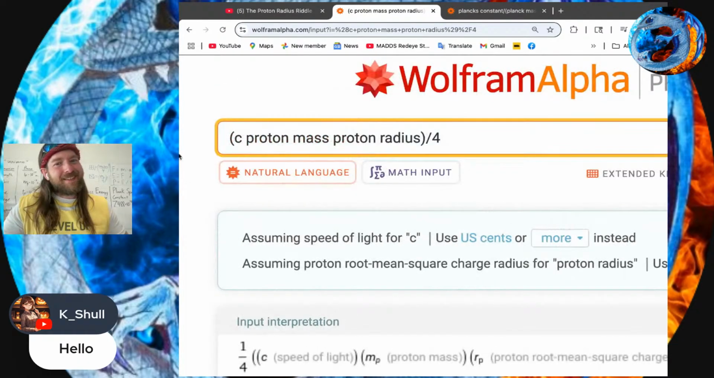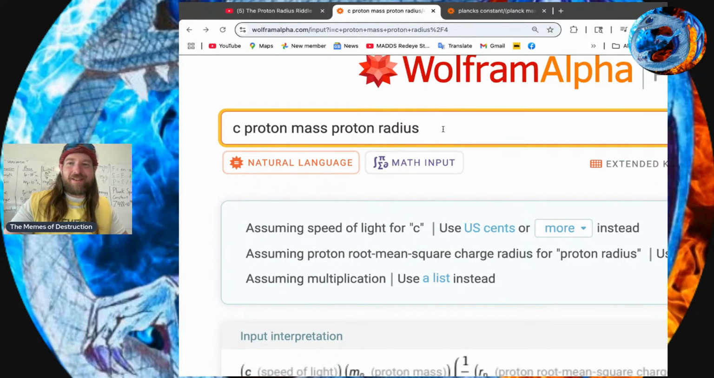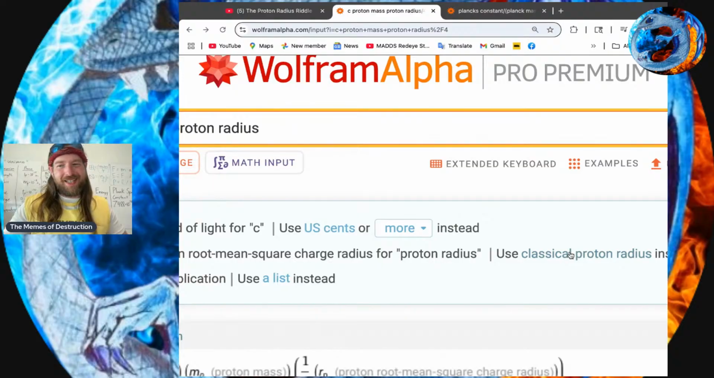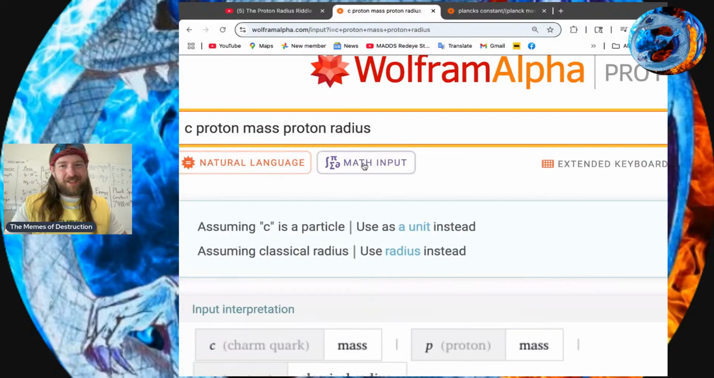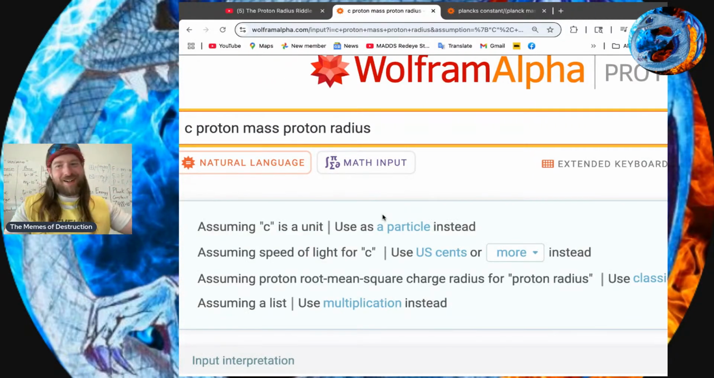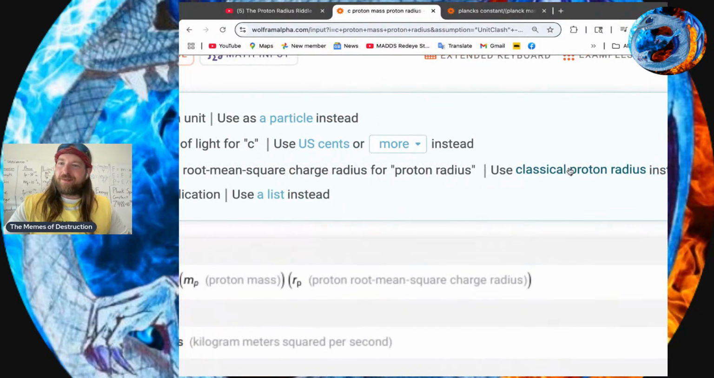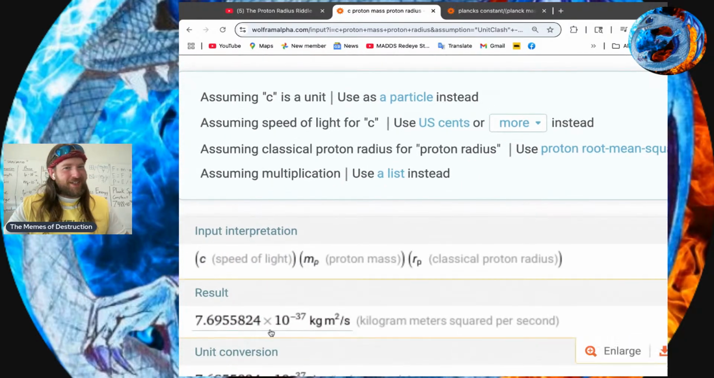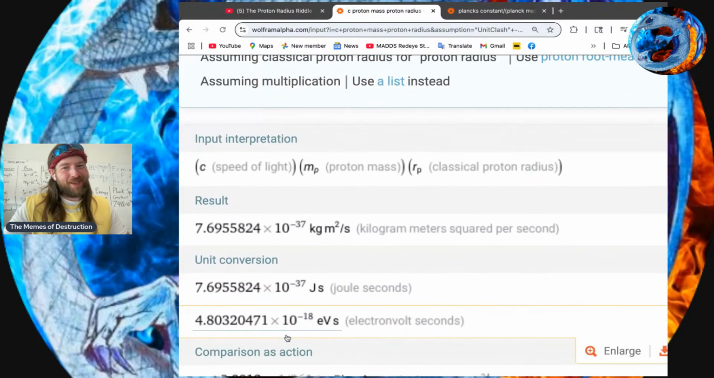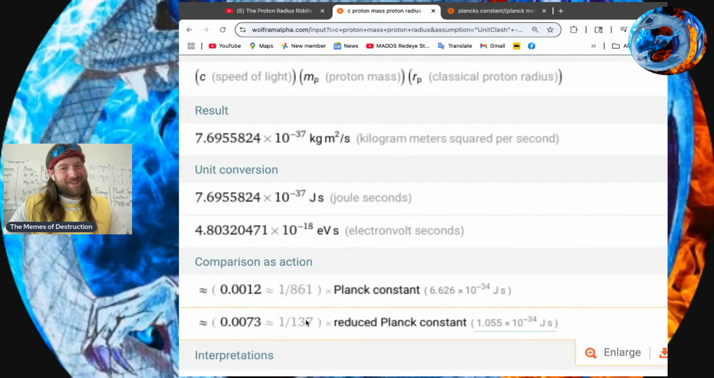All right, so let's go right back there. Let's take off that 4, and let's change it to the classical radius of the proton. We've got to make sure we're putting in the right things there. That multiplication. Okay, back to the classical proton radius. All right, so again, I get a bunch of numbers. Don't worry, I have no idea what those numbers are. These things don't mean a thing to me. Comparison, that doesn't mean a thing to me. This means a thing to me.